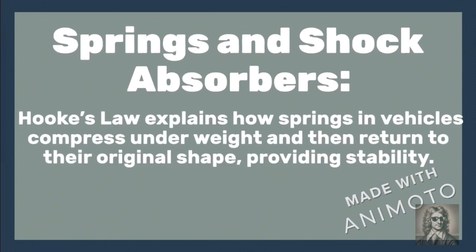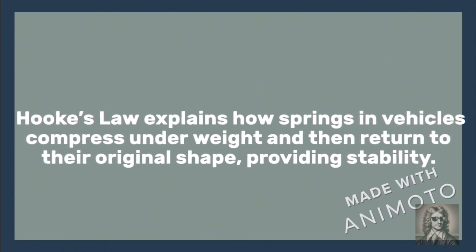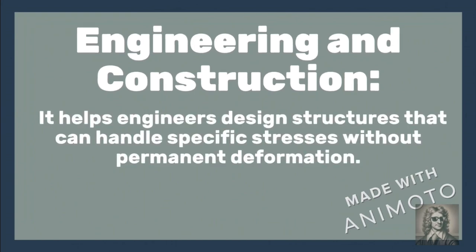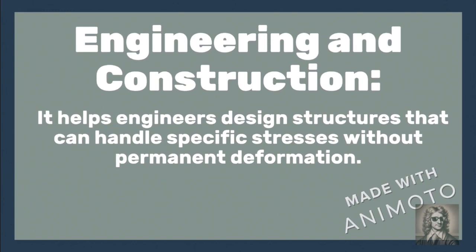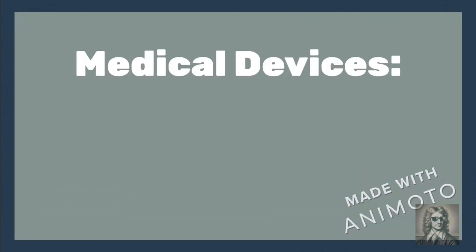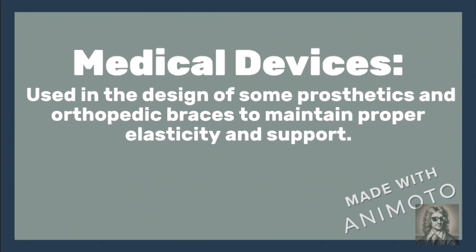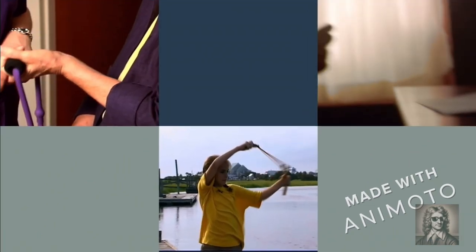Applications of Hooke's law. Springs and shock absorbers: Hooke's law explains how springs in vehicles compress under weight and then return to their original shape, providing stability. Engineering and construction: it helps engineers design structures that can handle specific stresses without permanent deformation. Medical devices: used in the design of some prosthetics and orthopedic braces to maintain proper elasticity and support. Look at these few examples.